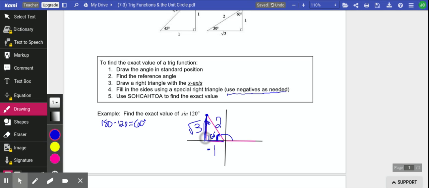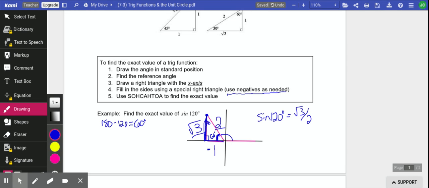Okay. All right, so the last step is we want to find the sine of 120. So we're going to look at this triangle that we just drew, and sine is opposite over hypotenuse. So the opposite side is root 3, and the hypotenuse is 2. So the sine of 120 is root 3 over 2.